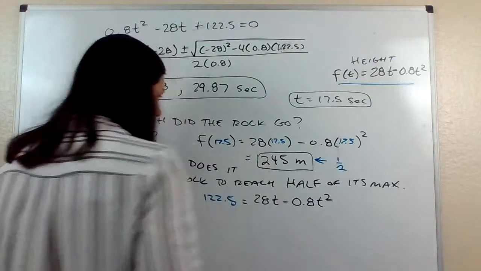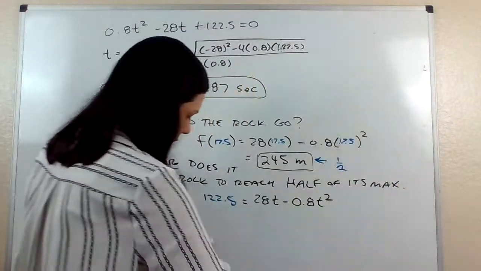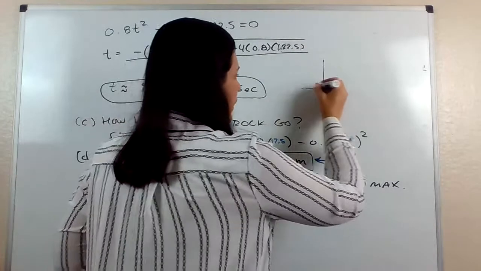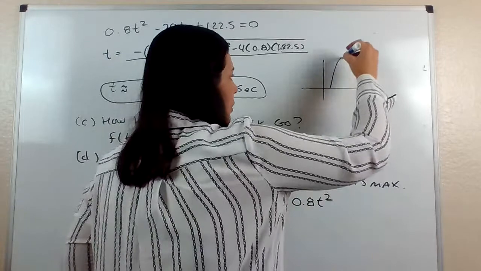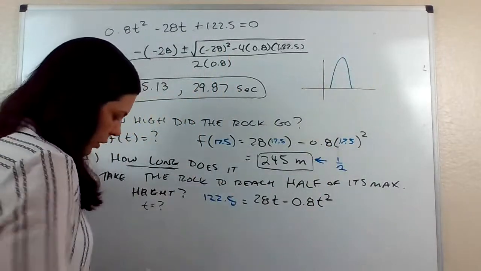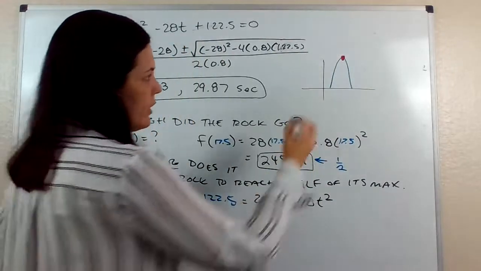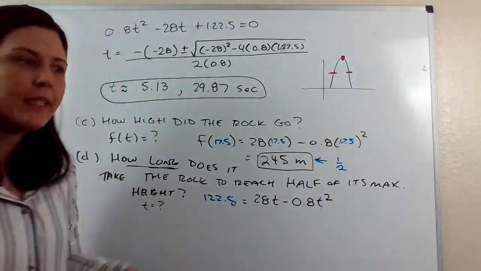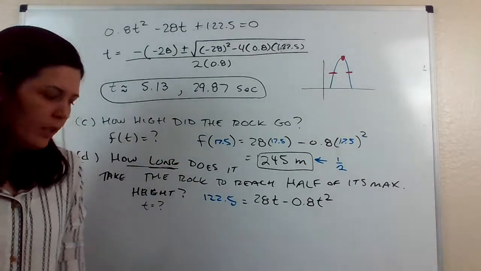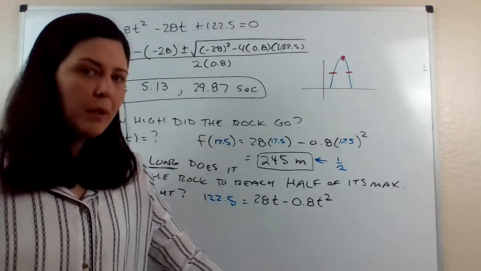If we redraw that really quick, I have my rock getting thrown up and coming back down. Well, if its max height was here, think about it. It reaches half of that height on the way up and on the way down. That's why you have two answers. And the answers should logically check out if you think about it.